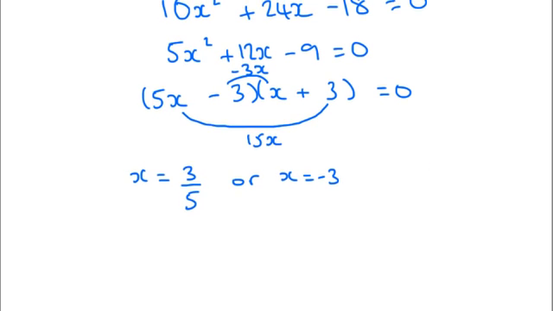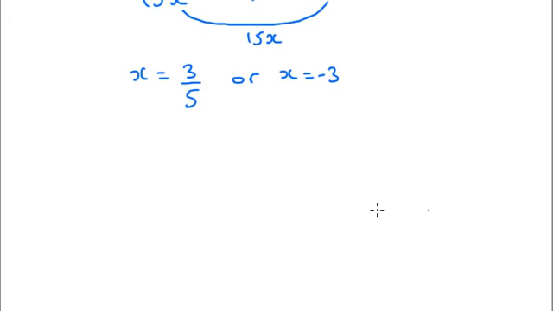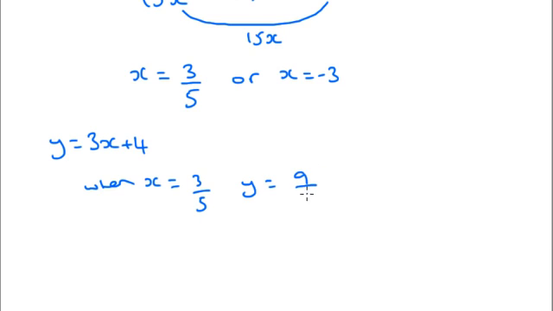But don't forget, this was a simultaneous equations question. We've got to go back to the beginning and use this equation to work out what y is for those two terms. So a reminder that y is equal to 3x plus 4. And so when x is 3/5, y will be equal to 9/5, 3 lots of 3/5, plus an extra 4. So as a fraction over 5, that's going to be 20/5. So we're going to have 29/5 for y.